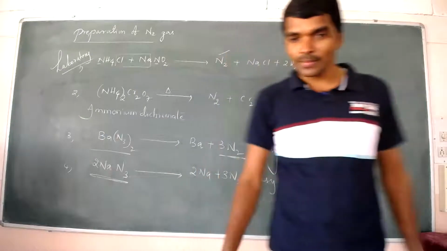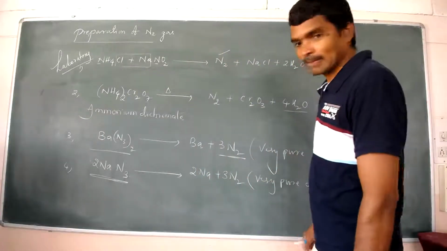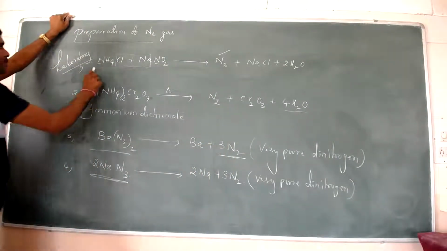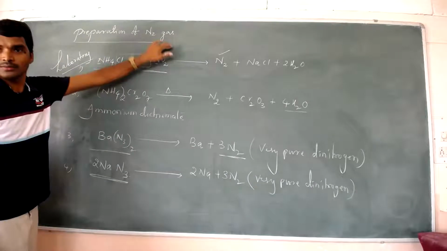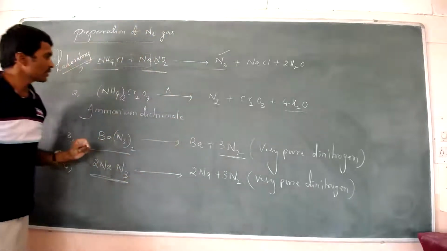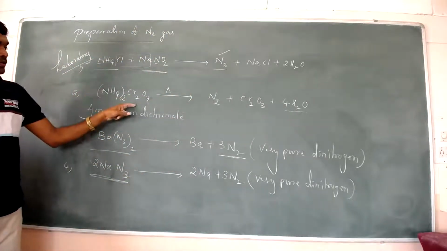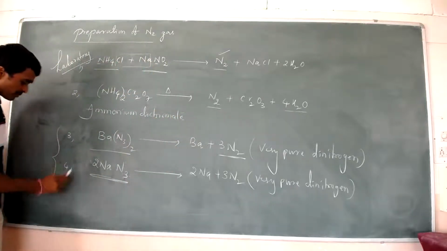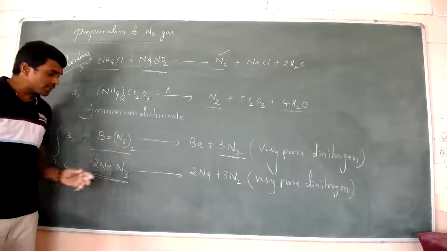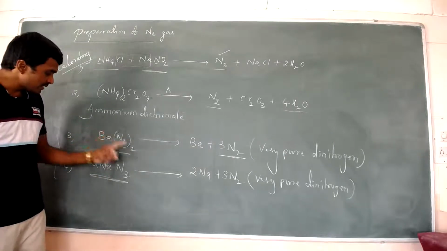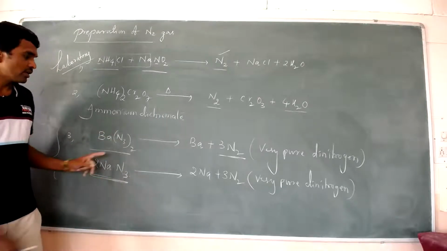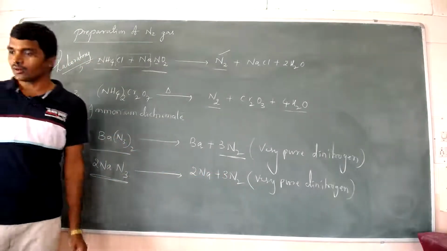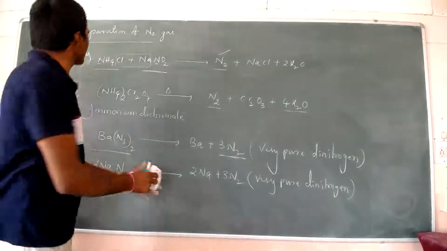Now see, preparation of dinitrogen: ammonium chloride reacts with NaNO2 to form N2. Decomposition of ammonium dichromate also gives N2. And from these two compounds, barium azide Ba(N3)2 or sodium azide, we give Ba plus 3N2; very pure dinitrogen can be prepared by this process.